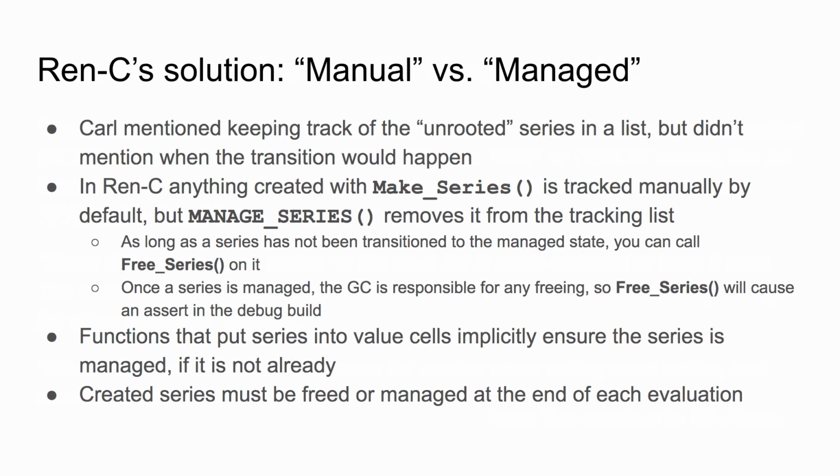When you create a series, it's tracked manually by default. You can pass in a flag that is slipstreamed into the series at creation time, so you don't have to doubly initialize the header to say, hey, I know I want this to be managed. But if you don't do that, then the series will stay protected as a manually allocated series until you free it. If you ever migrate a series into being managed, then you shouldn't call free series on it.